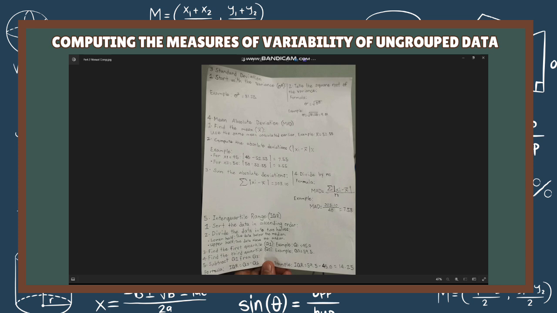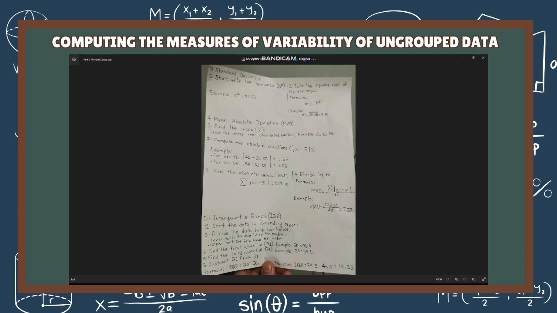So let's go to mean absolute deviation or MAD. Mean absolute deviation measures the average of the absolute deviations from the mean. It's less sensitive to extreme values than variance. So our step one, find the mean. Use the same mean calculated earlier, which is 52.55. Then step two, compute the absolute deviations.